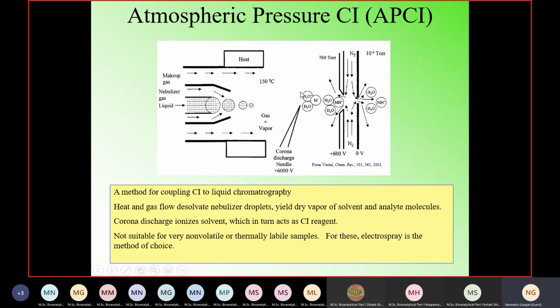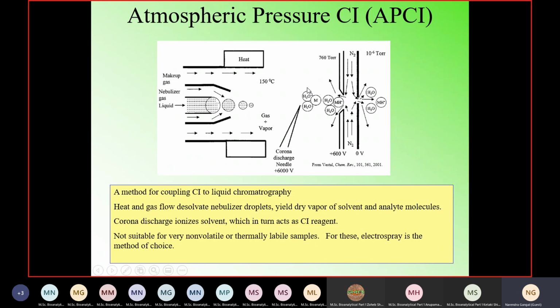So in this case, solvent works as a reagent gas, just like methane or isobutane or ammonia we saw. Here solvent works like a reagent gas. I do not have to introduce any in this case. So some of this portion is a low vacuum portion, this portion is a high vacuum portion. The excess solvent molecules are taken out from this portion, as well as this ion exit cone.